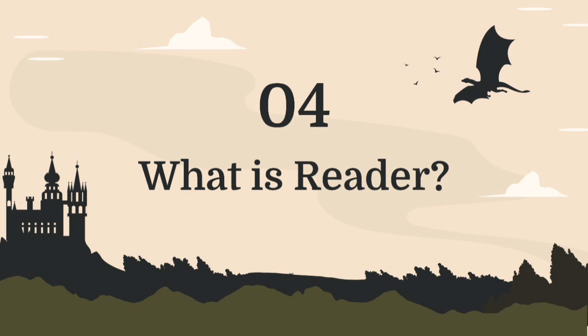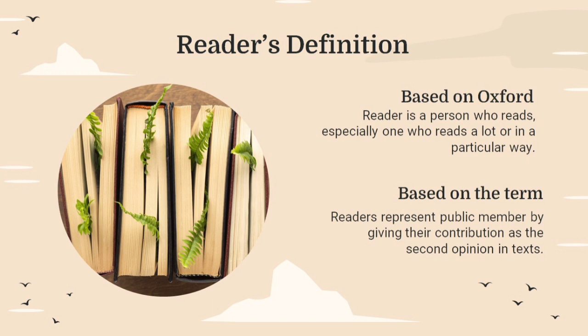After understanding the definition, explanation, and examples of the text, let's talk further about the reader. What is a reader? Is it us or everyone who reads the text? Based on the Oxford Dictionary, a reader is a person who reads, especially one who reads a lot or in a particular way. As already explained, the text is not only in written form, so a reader here does not only read a written text.